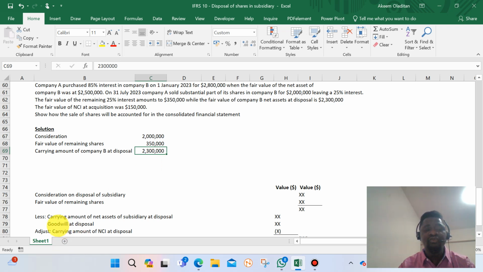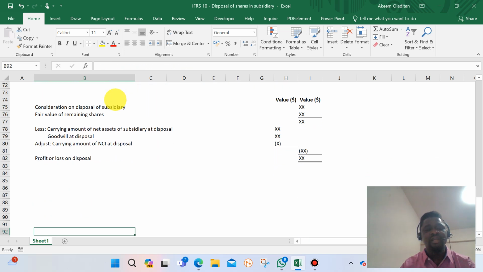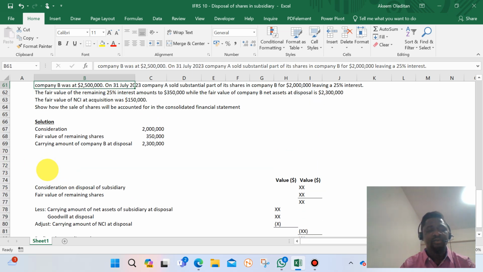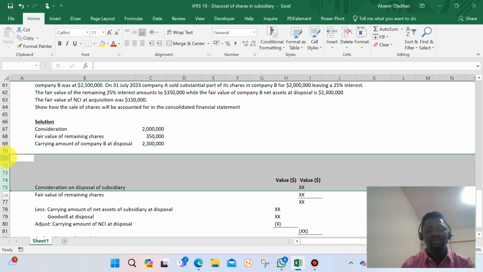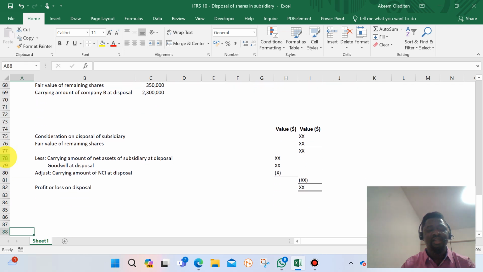So the next thing is goodwill at disposal. In the question, we did not even have the goodwill at all, but it means we would have had a goodwill at acquisition. So that goodwill at acquisition, we need to look at it and now calculate our goodwill at disposal. So how do we do that? Let me insert more rows. That will be part of our workings. Okay, don't worry, let me make the workings down here.